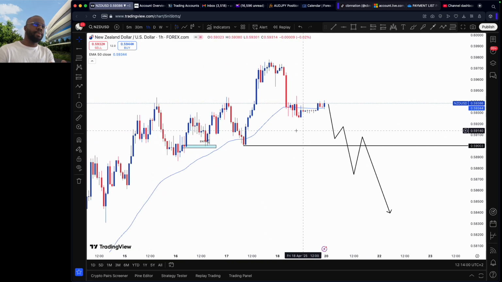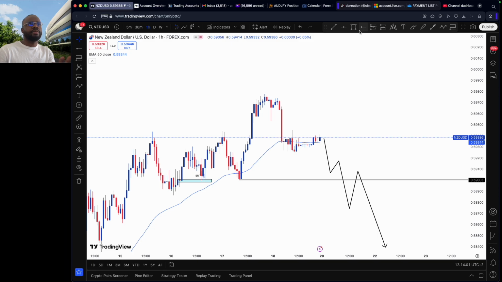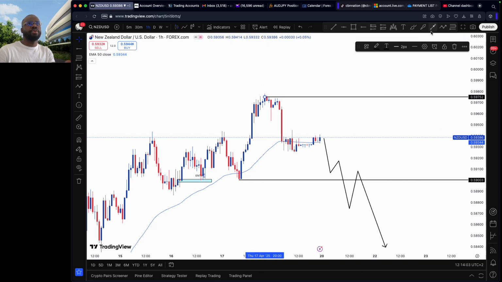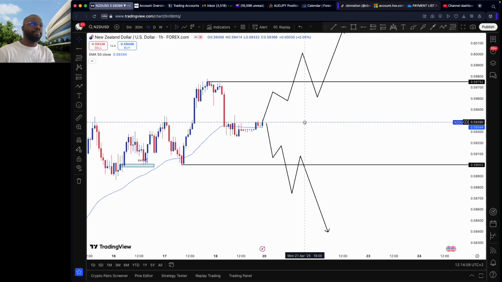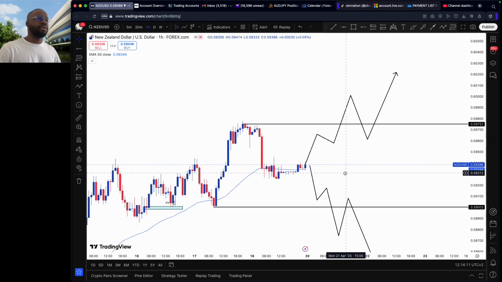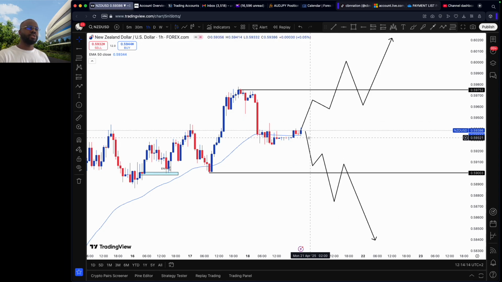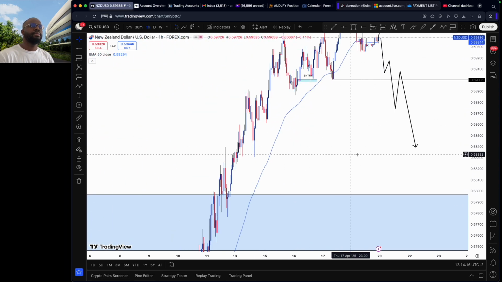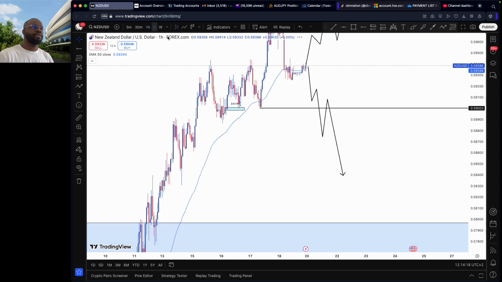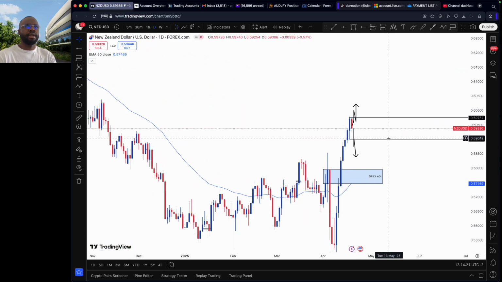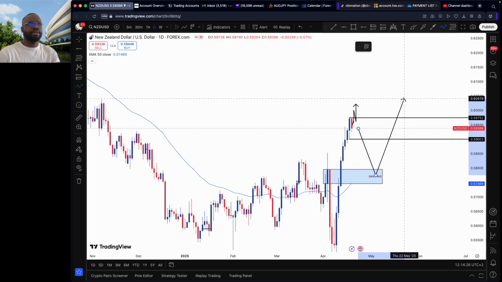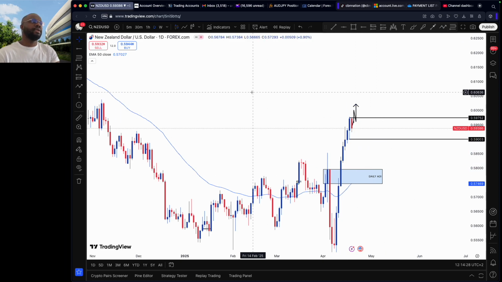I do not want to buy except if we continue to break these highs. If we continue to break these highs with decisive candles, then I can anticipate buying NZD/USD. But I prefer to sell so that price can be balanced, as you can see on the daily, like a little bit balanced, pull back to buy. So that is for NZD/USD.